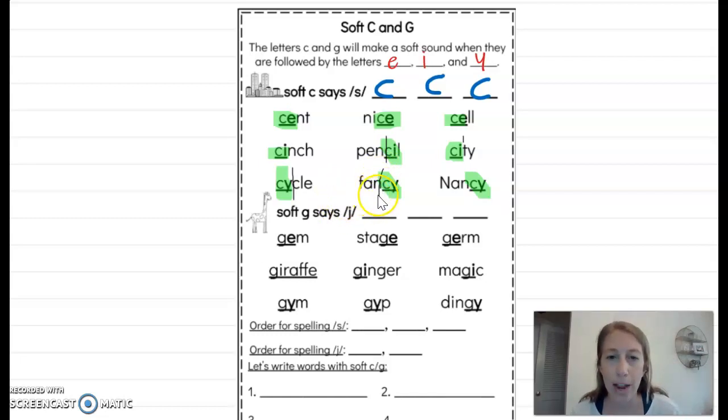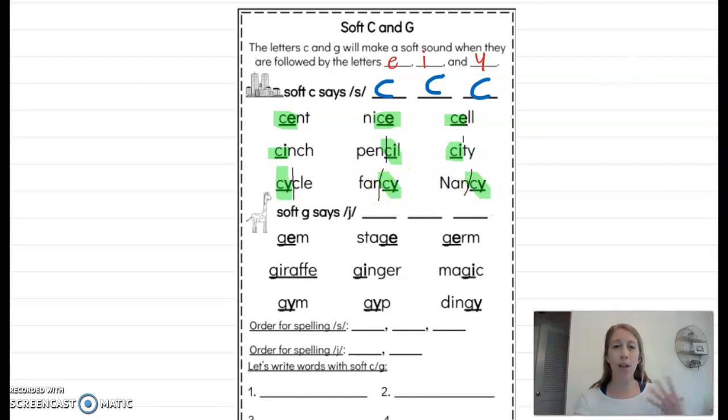Okay, we have fan, and then the C. The Y in this word is saying E. Fancy, fancy, and then look over here for those of you who enjoy Fancy Nancy. Again, we know that this C is soft because it's followed by a Y.